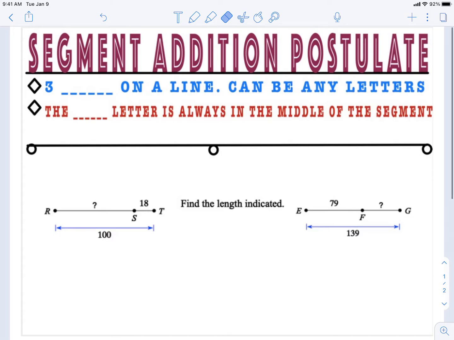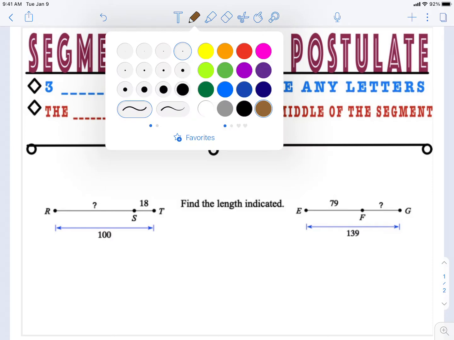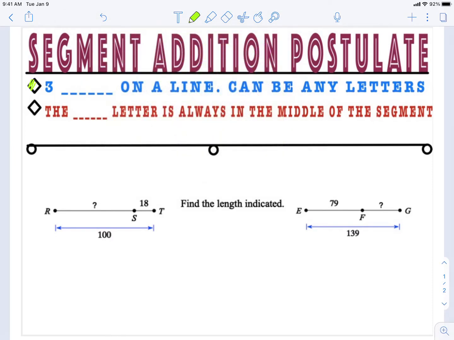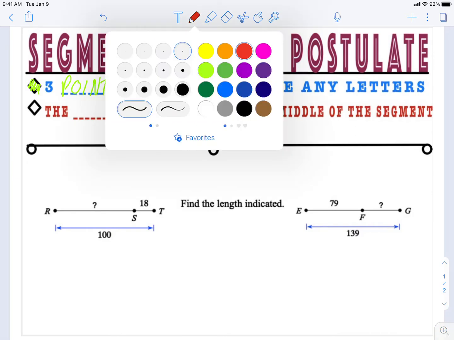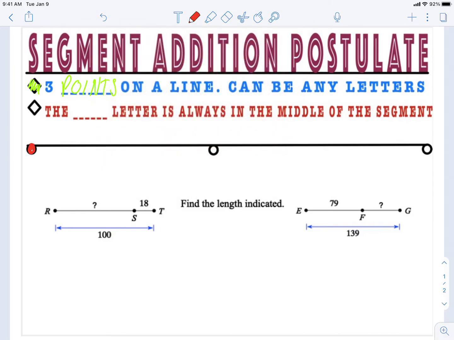All right? So the first note we're going to notice here is that it says 3 points on the line. They can be any letters, right? So here's point number 1, and here's point number 2, and here's point number 3. I'm going to pick the easiest ones, A, B, and C, okay?